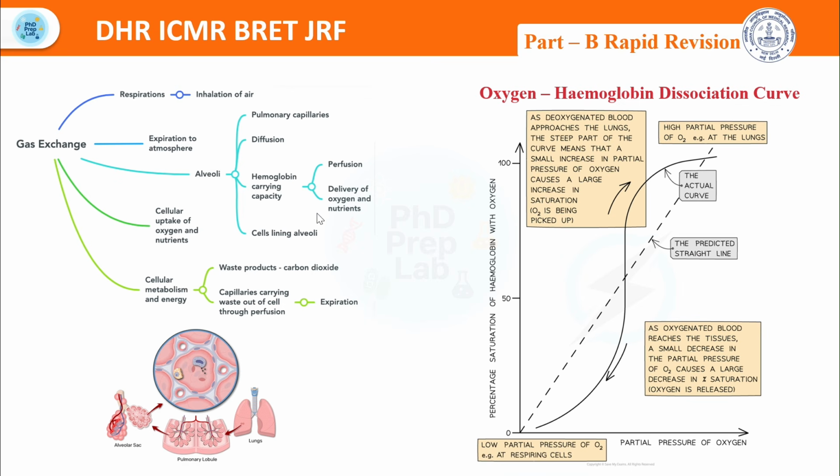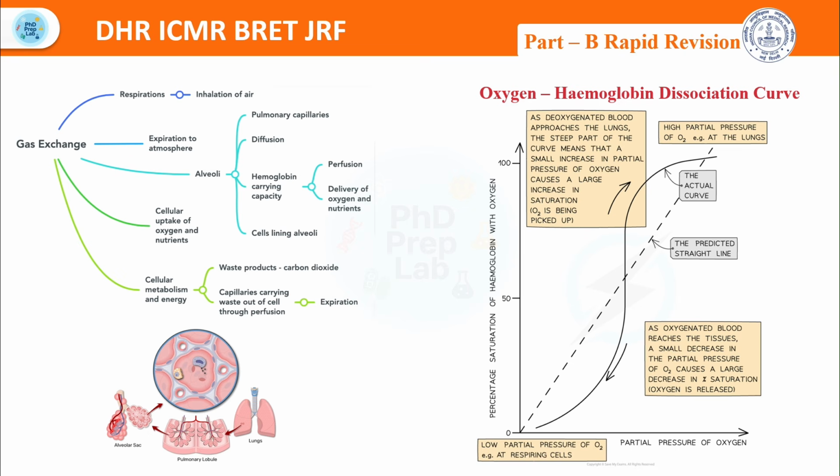Now we have a very important concept, the oxygen hemoglobin dissociation curve. This curve is very important. It is a sigmoid graph which shows the relationship between the partial pressure of oxygen and hemoglobin saturation. It is sigmoid in shape due to the cooperative binding, where one oxygen molecule increases the affinity of the hemoglobin for the next oxygen. In the plateau phase, the hemoglobin is nearly saturated. It ensures oxygen delivery even if the partial pressure of oxygen drops slightly.